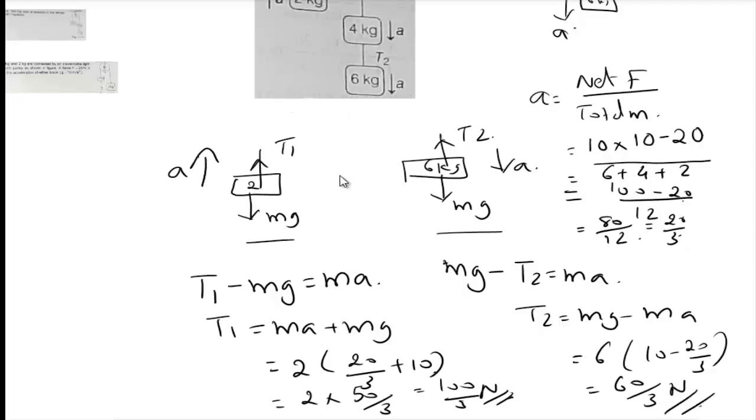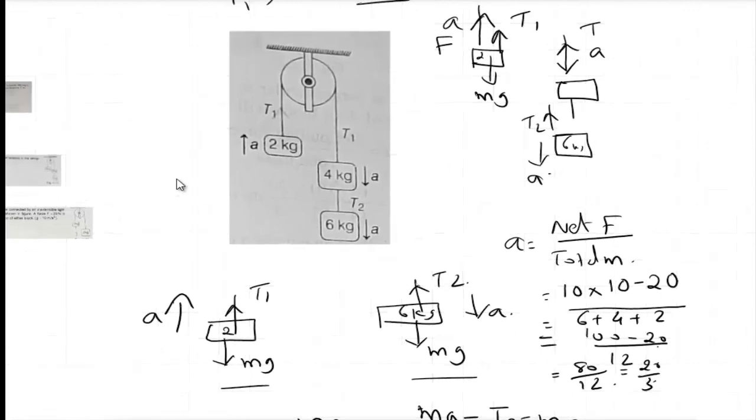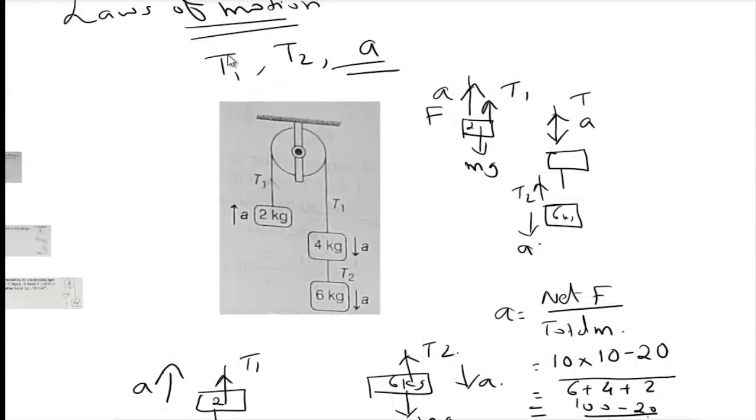Okay, clear children? Such kind of questions, I'll tell you once more how we will be solving this. Here our question is to find out T1, T2 and A. T1 force is acting in the upward direction. This is the T2 force which is also acting in the upward direction. This side tension is T1, and these tensions will be acting towards the pulley. So it is clear what the tension acting through the string towards the pulley is.